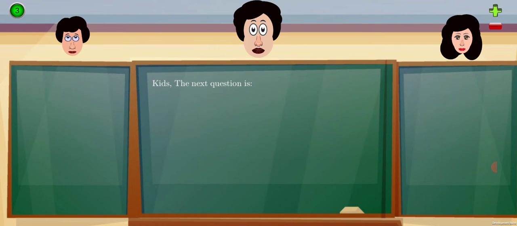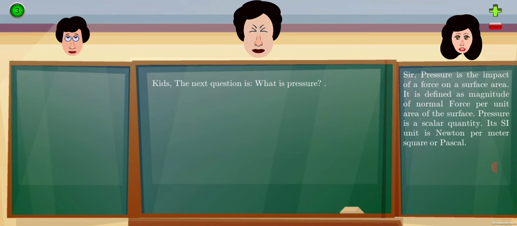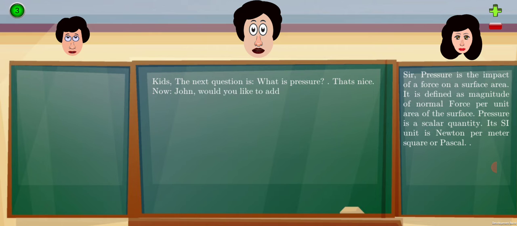Kids, the next question is, what is pressure? Sir, pressure is the impact of a force on a surface area. It is defined as magnitude of normal force per unit area of the surface. Pressure is a scalar quantity. Its SI unit is Newton. That's nice. Now, John, would you like to add something?